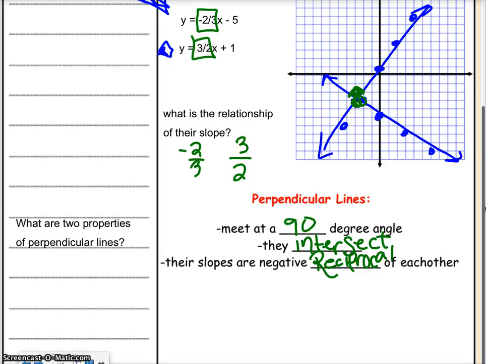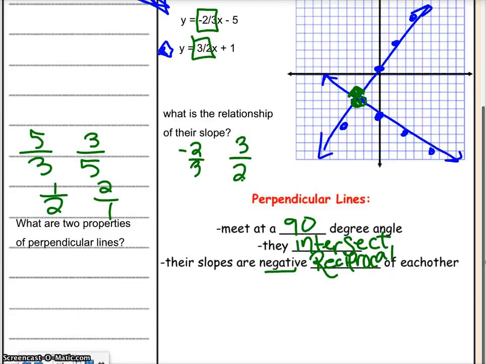Do you remember what that means, reciprocal? Hey, what's the reciprocal of 5 over 3? 3 over 5. Got it. What's the reciprocal of 1 over 2? 2 over 1. Got it. What's the reciprocal of 2 over 3? 3 over 2. And this negative just means opposite signs. So it's pretty much the full opposite.